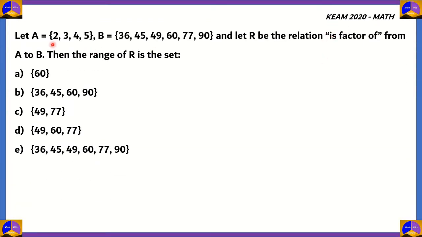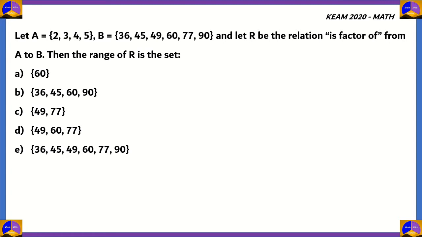This one's on mathematics. Let A be the set 2, 3, 4, 5 and B be the set 36, 45, 49, 60, 77, 90. And let R be the relation "is factor of" from A to B. Then the range of the relation R is: A, the set of 60; B, the set of 36, 45, 60, 90; C, the set of 49, 77; D, the set of 49, 60, 77; and E, the entire set B. So, which of these is the correct option?